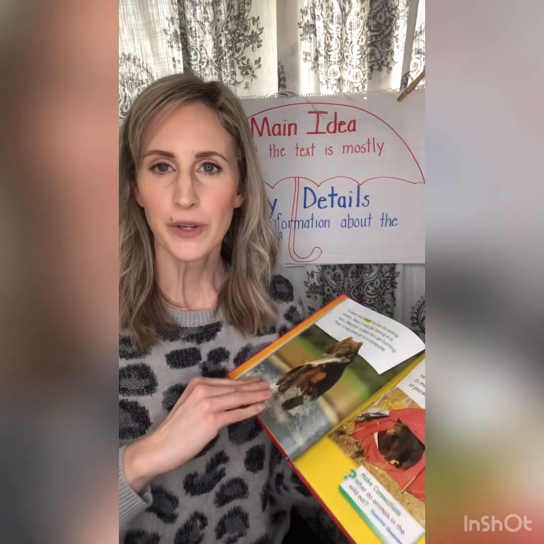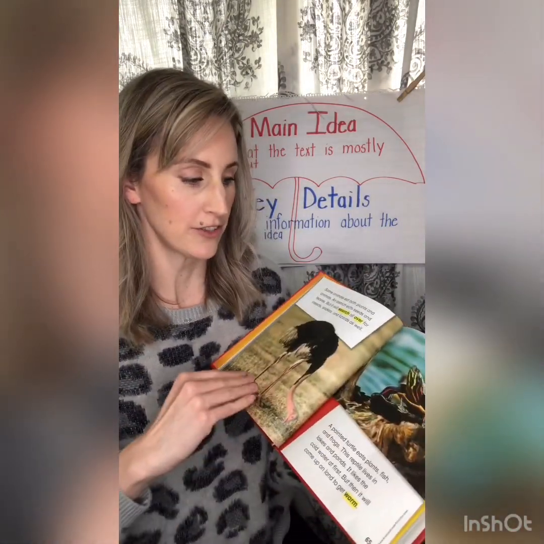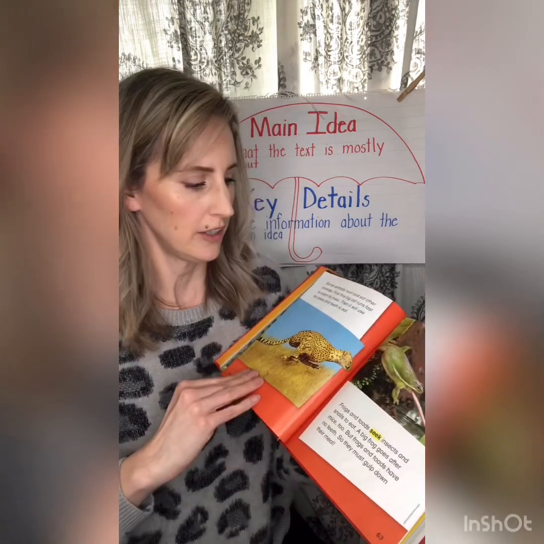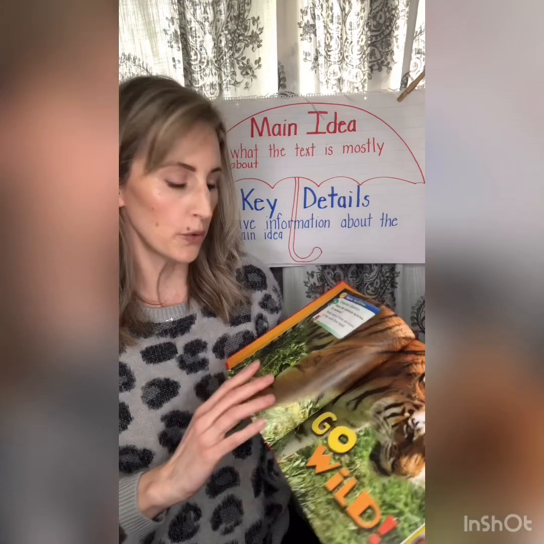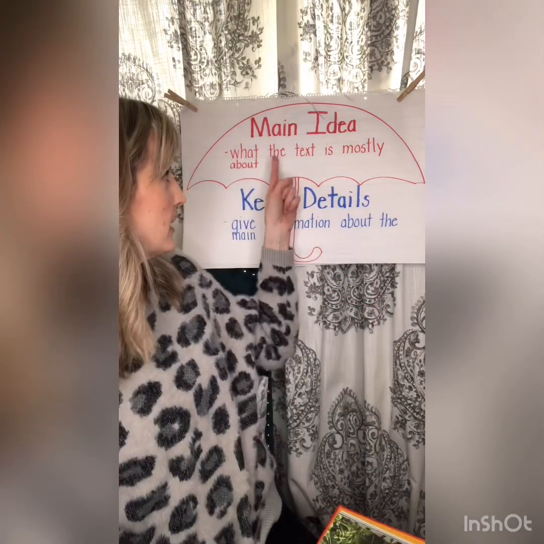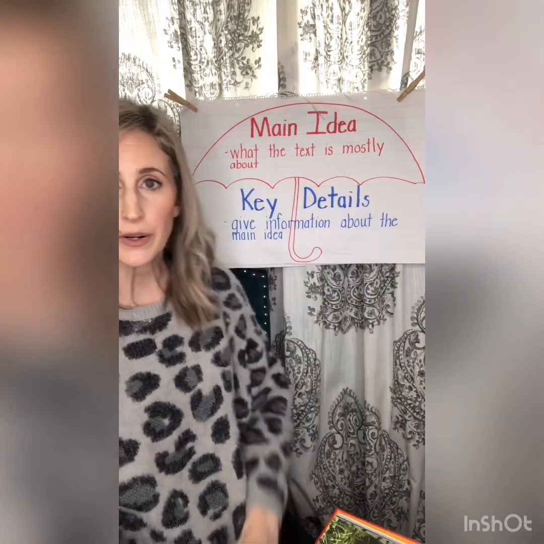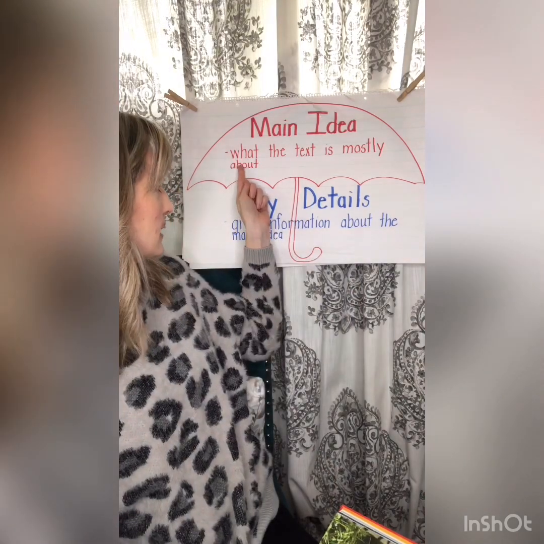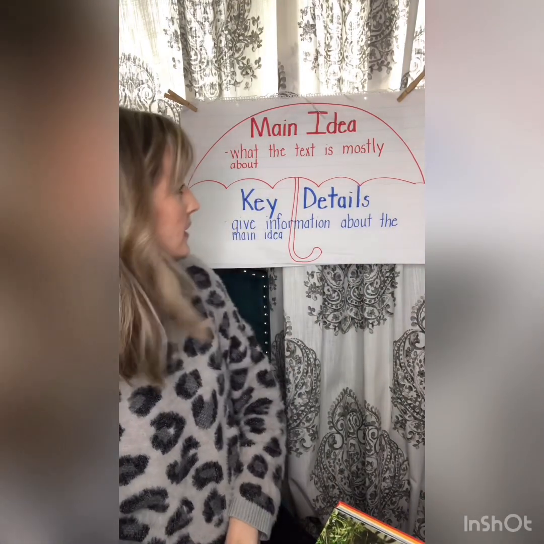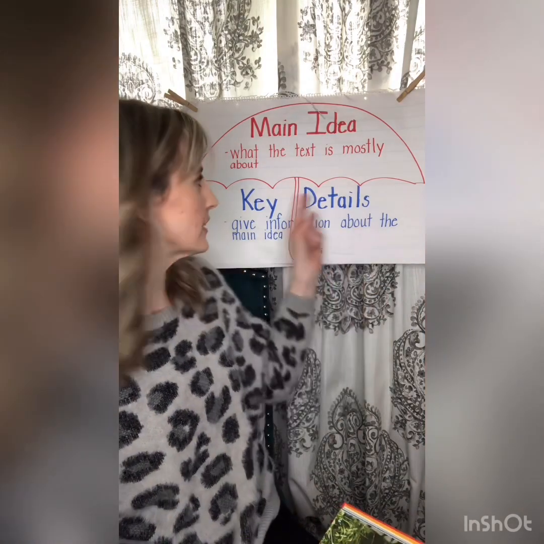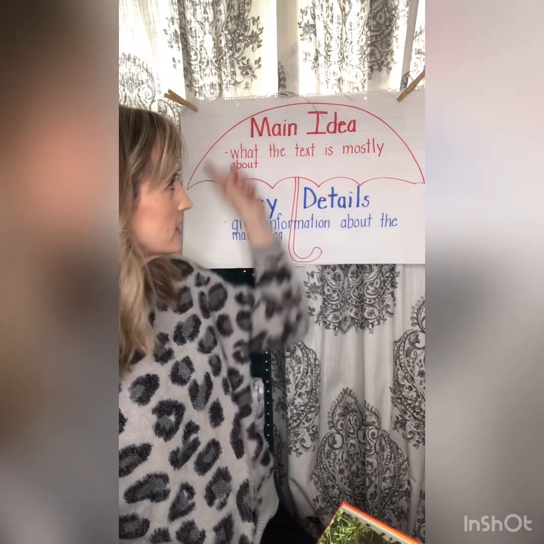So I hope you thought about each of those animals and what they were doing, because that's going to be our focus today. Today, when we read Go Wild, we're going to focus on the main idea. And if you remember, main idea means what the text is mostly about. And then in another video, we're going to take a look at the key details. And these go together, boys and girls.